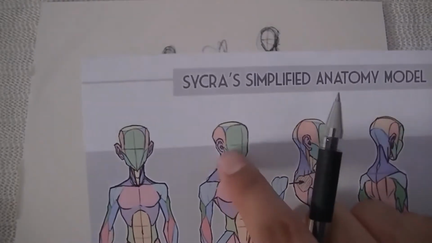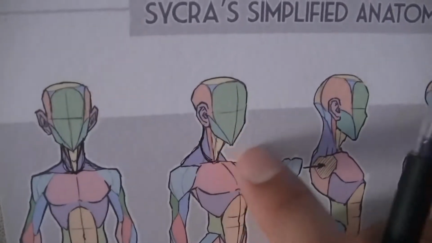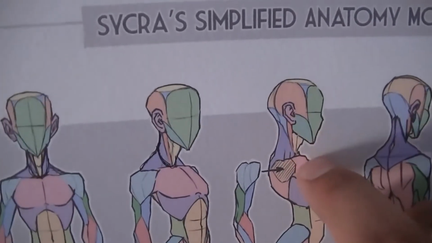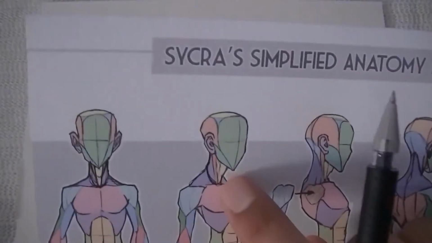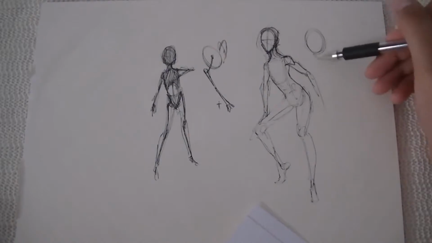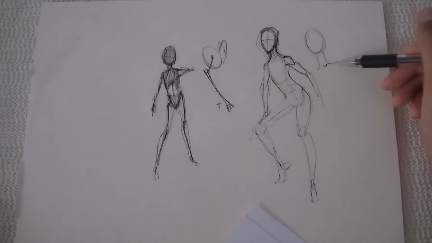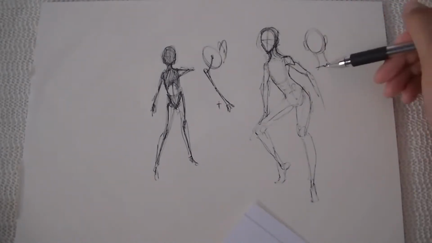You need to pay attention to the sternocleidomastoid, which is this red or pinkish muscle, and it goes from behind the ear to the front of the collarbone. So it goes like, this is the collarbone, and these are the ears. It goes from here, and it connects here.